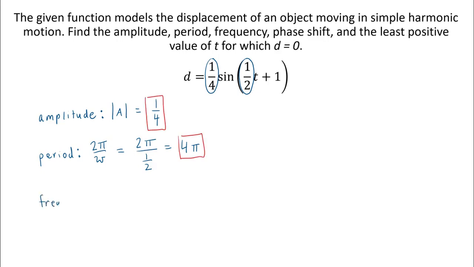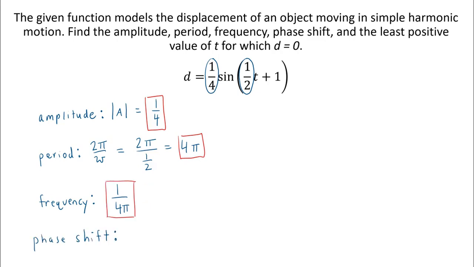Now let's find the frequency. Remember, the frequency is just the reciprocal of the period. So if the period is 4 pi, the frequency is 1 over 4 pi. And that essentially means that we'll complete one cycle every 4 pi units.